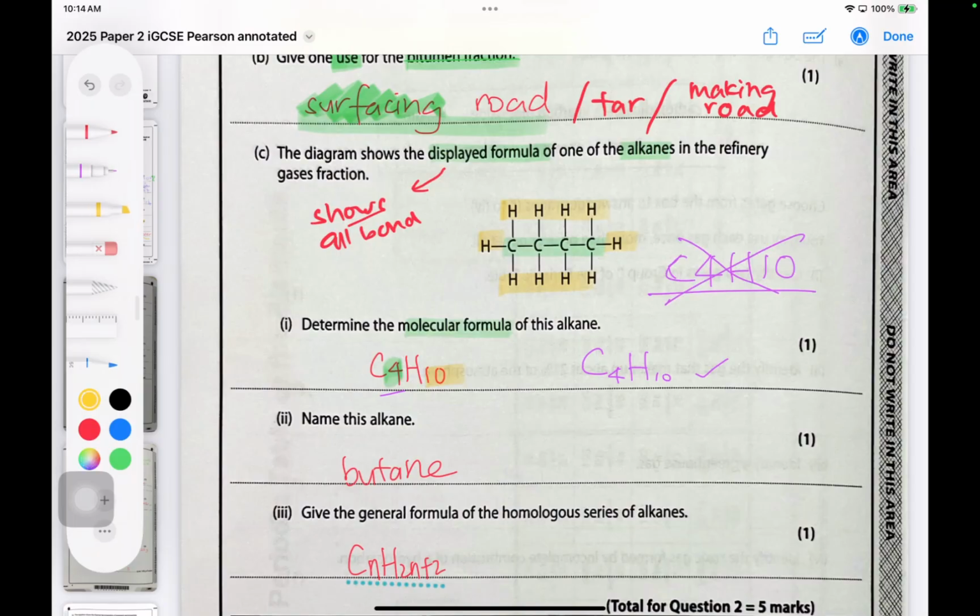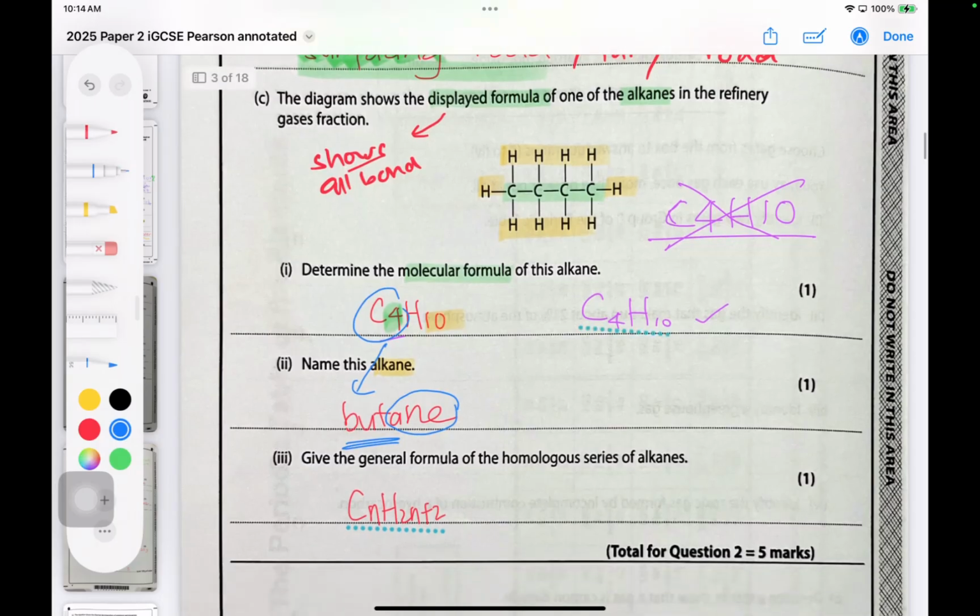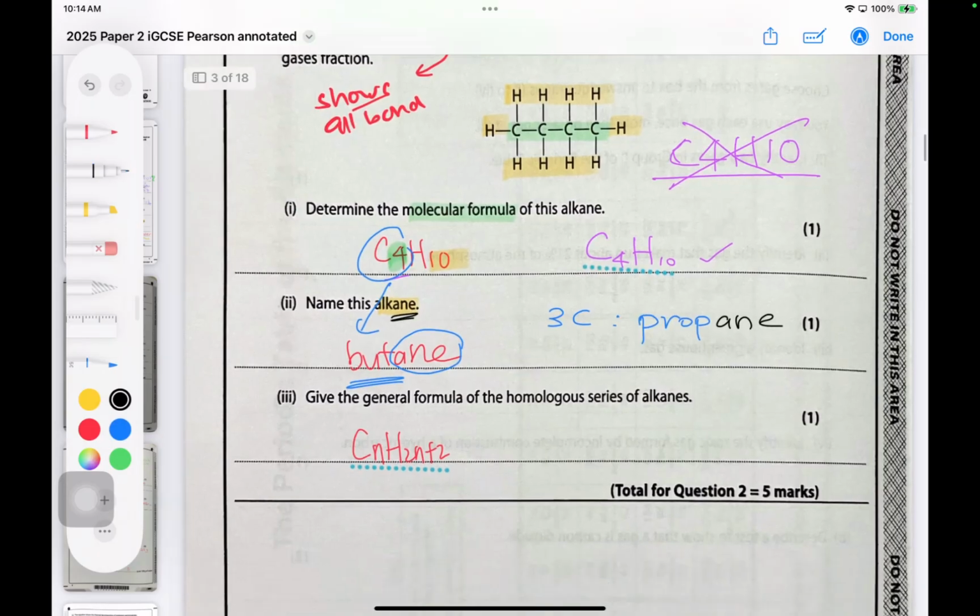Okay, so name this alkane. Since there are 4 carbons, that is but-, and because it's from the alkane family, there's an A and an E at the back, so butane. If it's 3 carbons, then it's prop-, and then the ending would be based on the family name, A and E, because this family is the alkane.